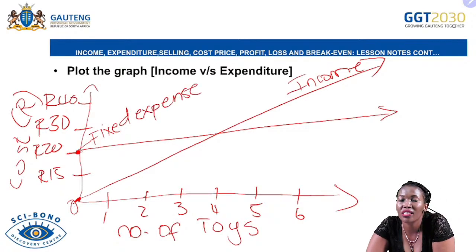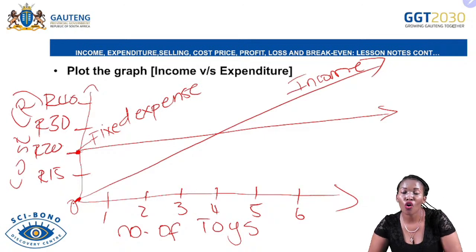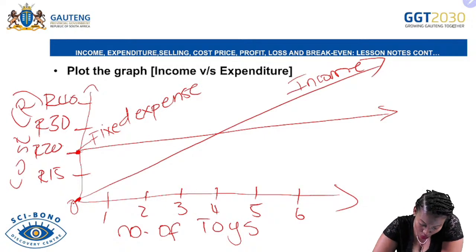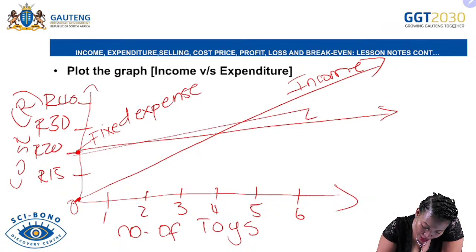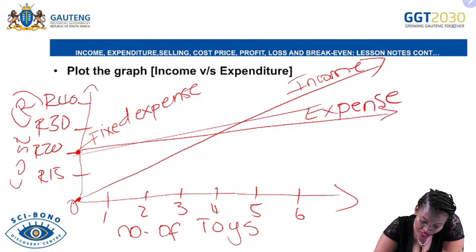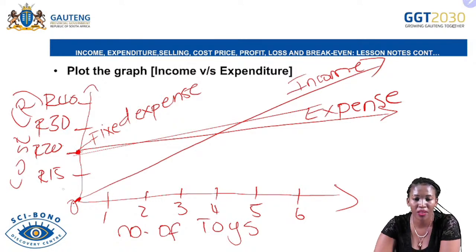So whether the toys are produced or not, this business owner is going to have a fixed expense of 20 rands that they must pay. That is why the expense graph, let me label it, this is your expense, will start here at 20 rands and not at 0.